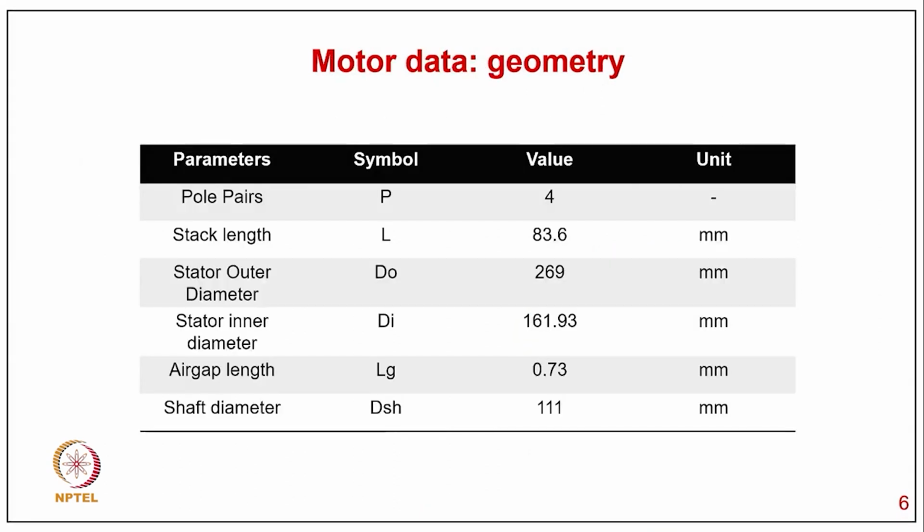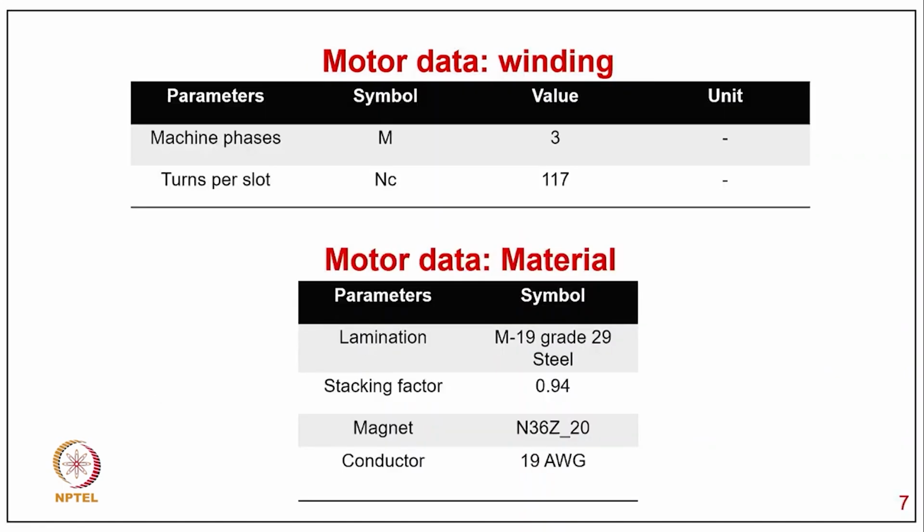Here is the table of geometry parameters with symbol, value and unit. The number of poles P equal to 4, stack length L 83.6 millimeter, stack outer diameter DO 269 millimeter, and stator inner diameter DI equal to 161.93 millimeter. Air gap length LG equal to 0.73 millimeter and shaft diameter DSH 111 millimeter. Machine phases M equal to 3 and turns per coil NC equal to 117.